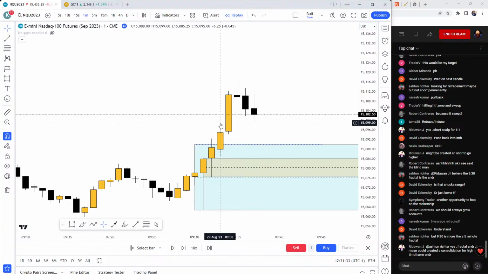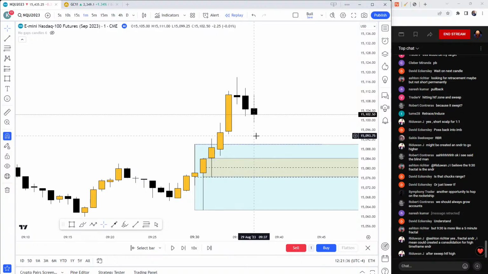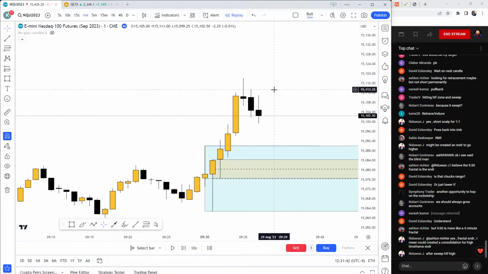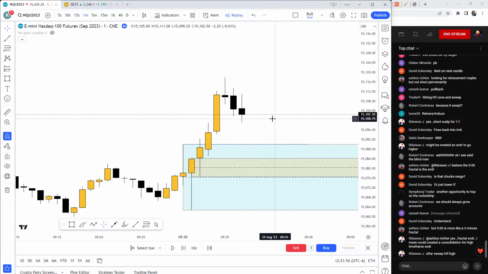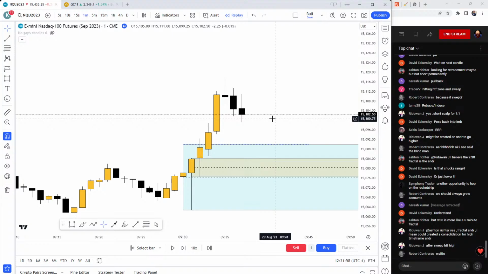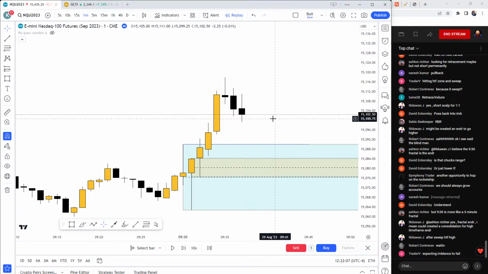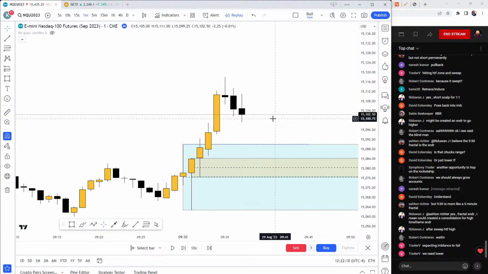Okay, tapping into this high, did we? We did not. One tick. One tick. We waiting or we long? We got like 5 people chatting and about 70 people in here. We do need lower. That's our wish list.